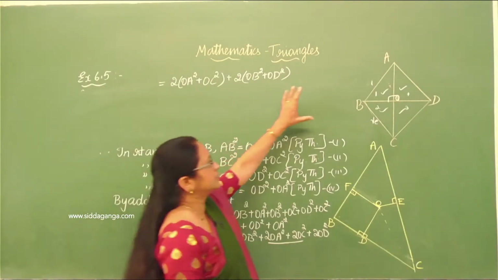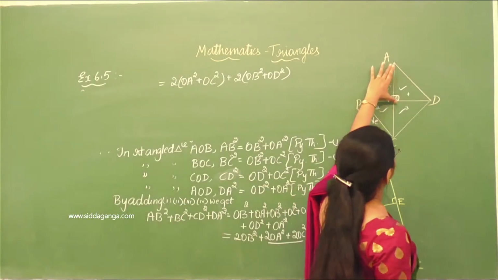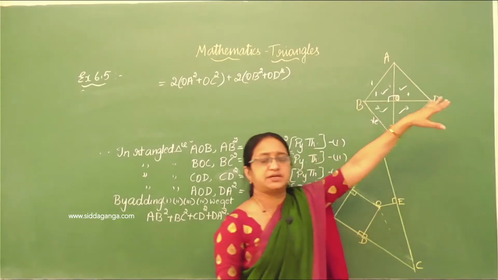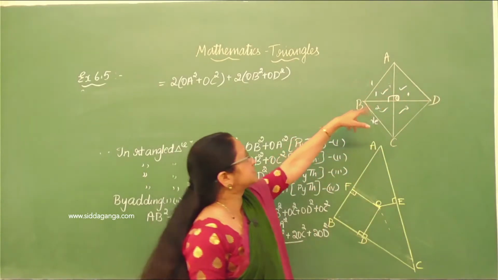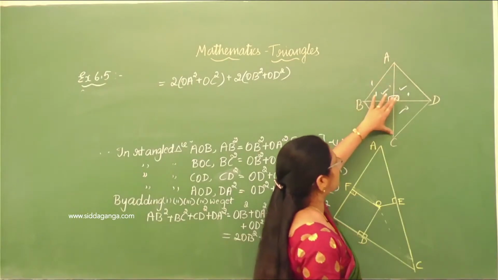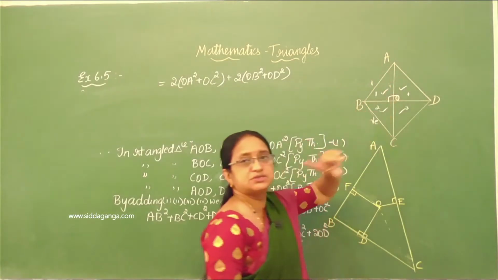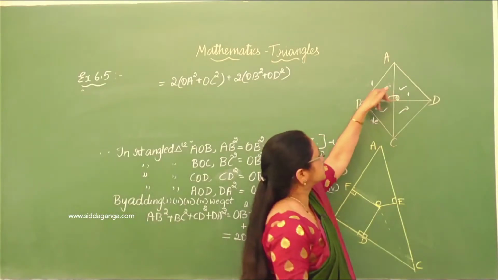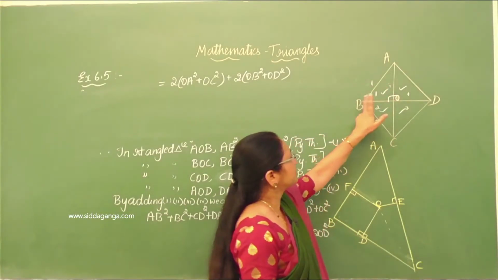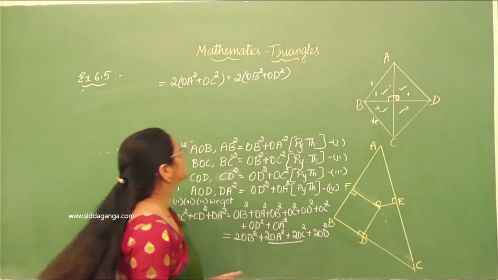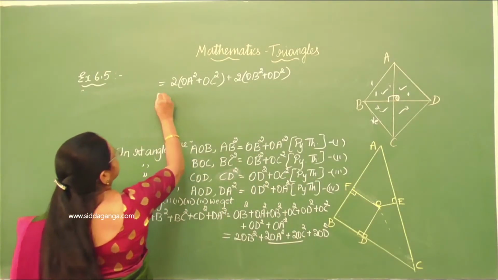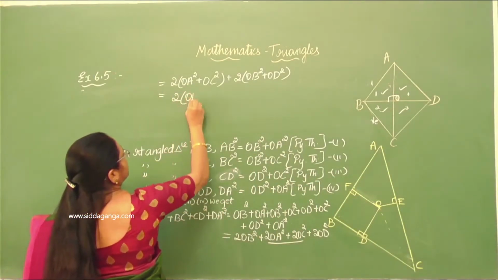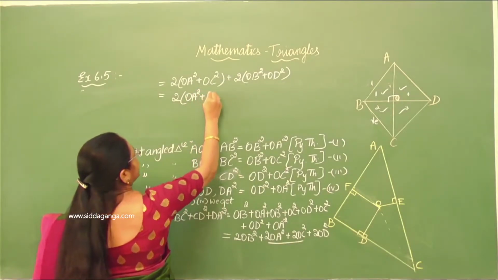Because, see here, at the beginning I told you that these diagonals bisect each other at 90 degrees. And bisect each other means, you all know, that AO is equal to OC. I hope you know that. AO is equal to OC. Same way, BO is equal to OD. So I'll write here now: instead of OC, I'll write OA only.